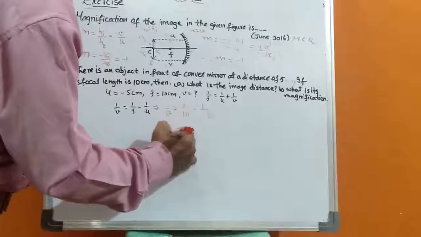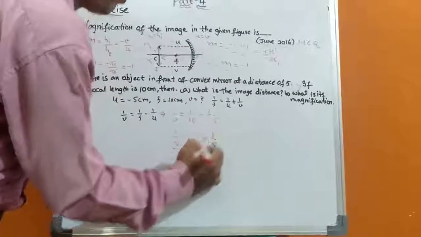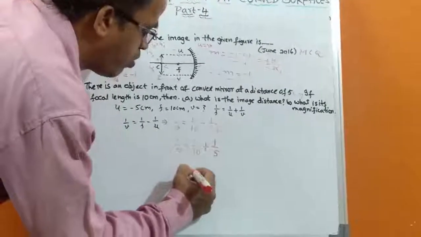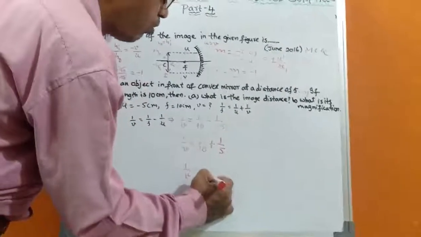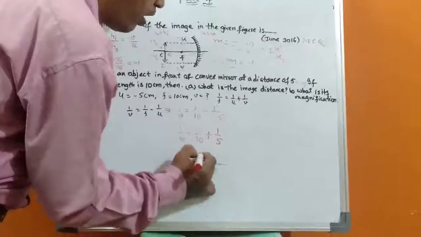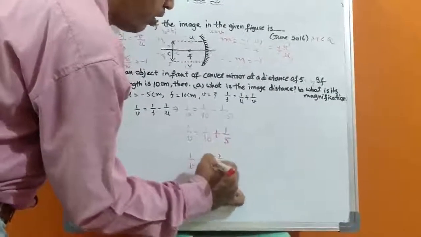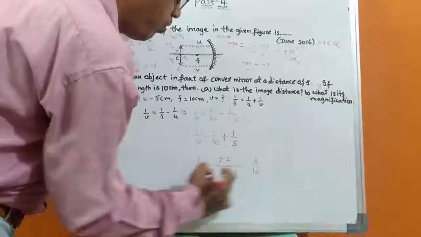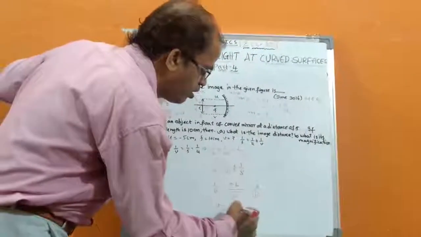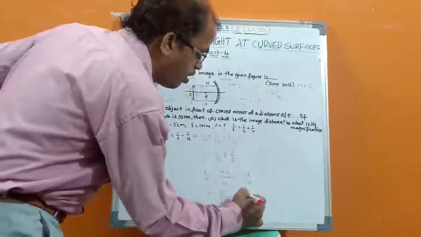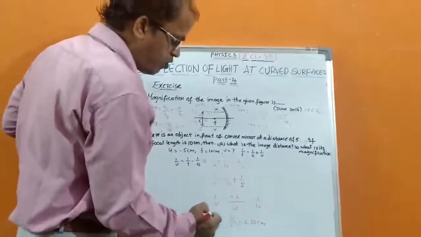So 1 by V equals 1 by 10 plus 1 by 5. Taking LCM 10, the denominator is 10: 10 ones are 10, and 5 twos are 10. 1 plus 2 gives 3 by 10. So 1 by V equals 3 by 10, so V equals 10 by 3, that is 3.33 centimeters. The value is positive, meaning the image distance is positive.